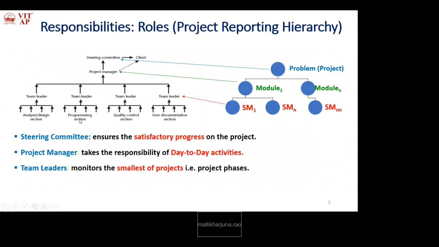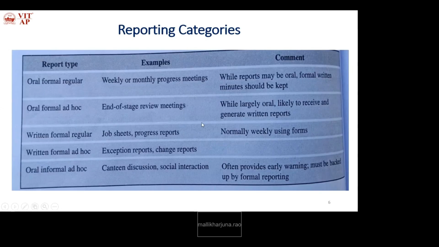Coordination and cooperation is required among all these people, because some people are working on this module from one place, some people are working on this module from another place. Okay, it's not easy to meet these people. That's why we have to conduct progress review meetings. If that is not possible, they will discuss generally in terms of social interactions and learn about the status of the ongoing tasks. Often this provides early warning, but it must be backed up by formal reporting. Okay, these are the different types of reporting categories during project development.